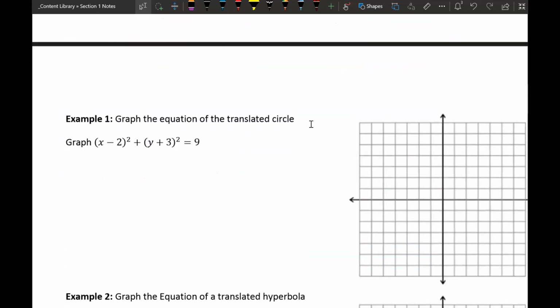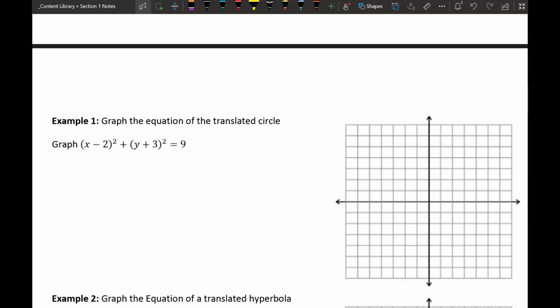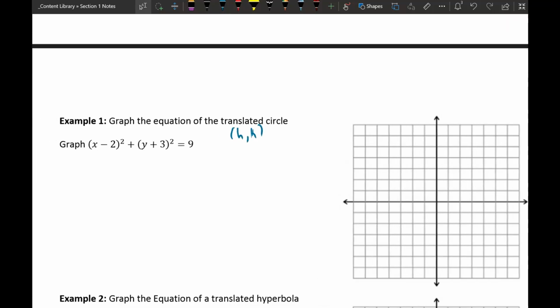We want to graph the equation of the translated circle. So in these problems, you basically want to identify where your center is going to be. Find your h and your k value. And keep in mind that you're subtracting your h value. So this 2 right here is our h value.